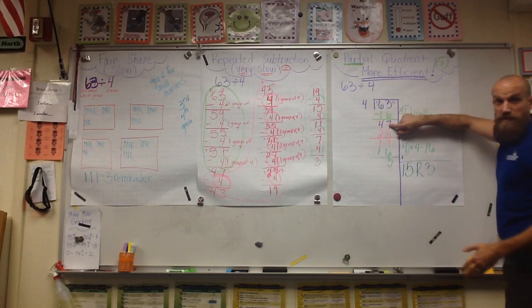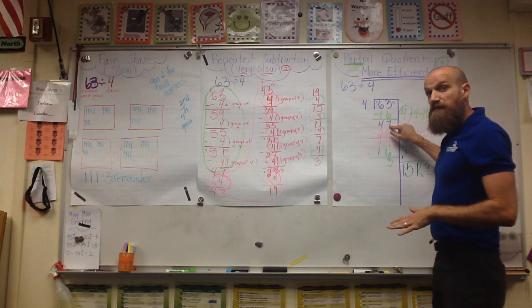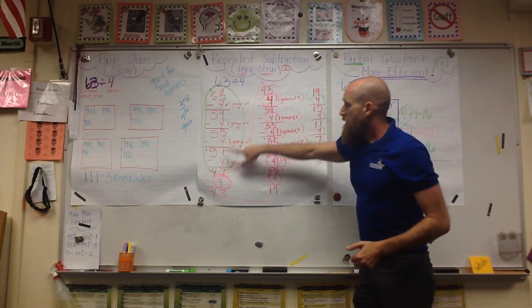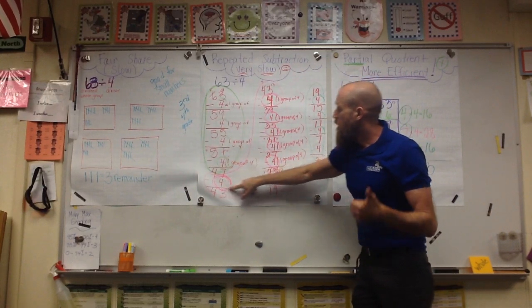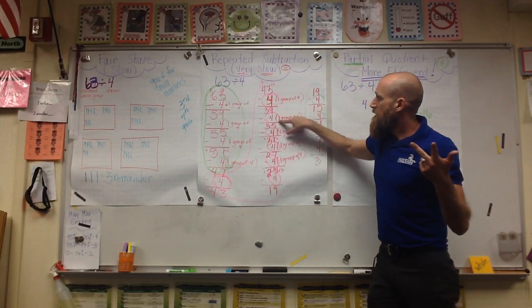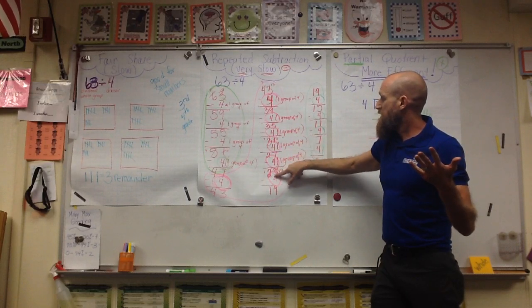Now I have 47 balloons, and I'm going to take away 4 again. So this time, I'm going to take 1 group of 4, 2, 3, 4, 5, 6, 7.